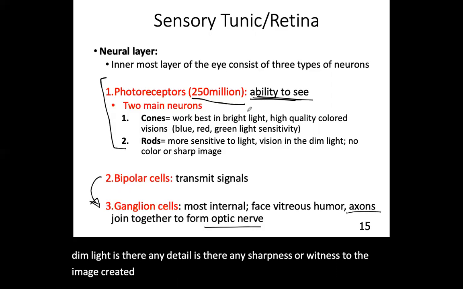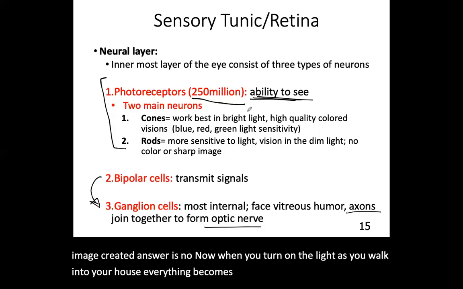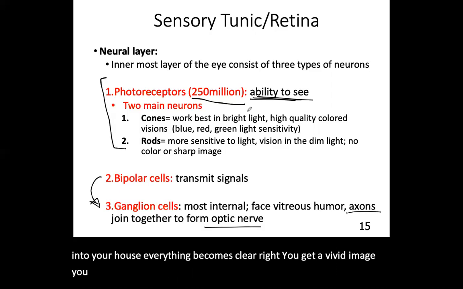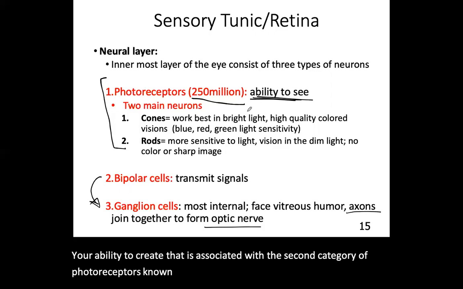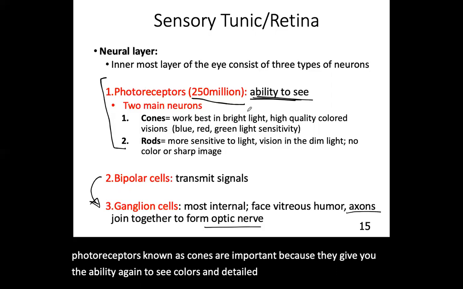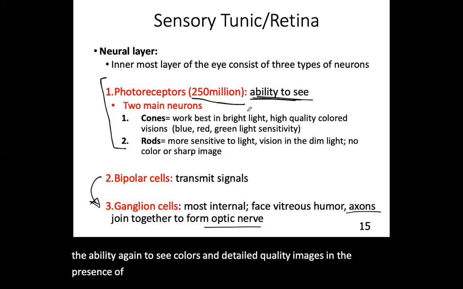Now, when you turn on the light as you walk into your house, everything becomes clear, right? You get a vivid image, you have beautiful, sharp images with a lot of colors. Your ability to create that is associated with the second category of photoreceptors known as cones. Cones are important because they give you the ability, again, to see colors and detailed quality images in the presence of light. There are three different types of cones, blue, red, and green, with basically sensitivity to blue color and red color and green color.